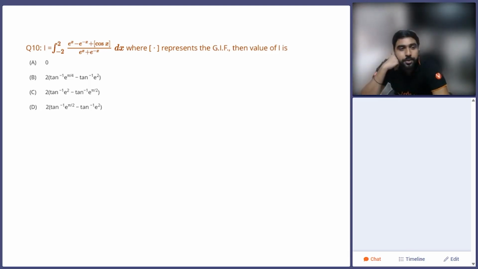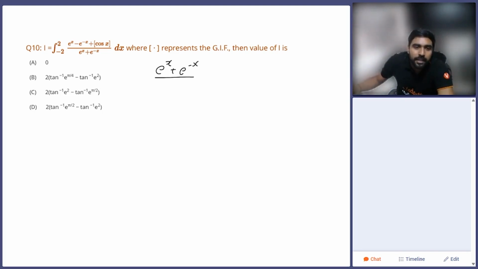Integral from minus 2 to 2 of (e^x minus e^(-x) plus greatest integer function of cos x) upon (e^x plus e^(-x)). Look at one thing: if I break it into two parts, that is (e^x minus e^(-x)) upon (e^x plus e^(-x)) plus greatest integer function of cos x upon (e^x plus e^(-x)), integral minus 2 to 2, integral minus 2 to 2.